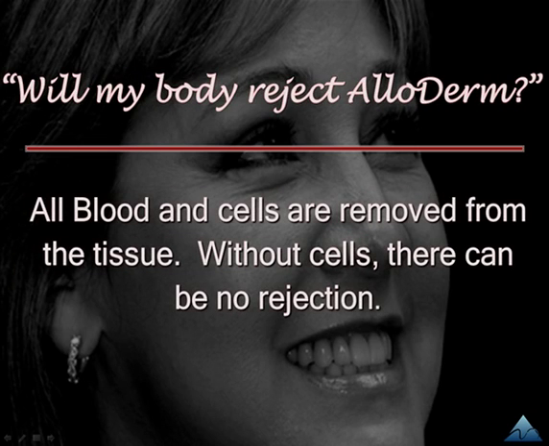Alloderm has no blood and has no cells. Tissue rejection only happens when your body recognizes the presence of someone else's cells and begins the resorption or elimination process. Because the cells have been removed from the graft, there can be no rejection.